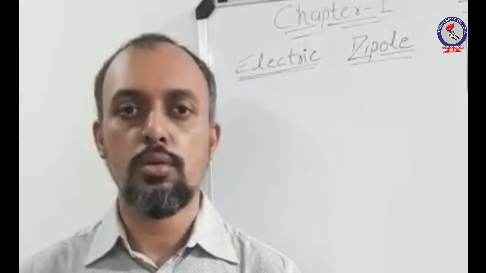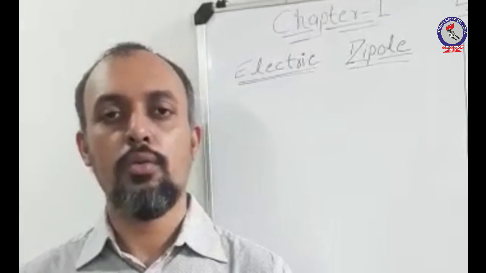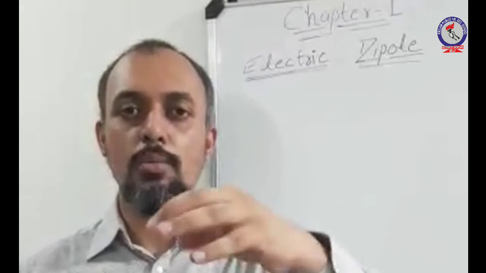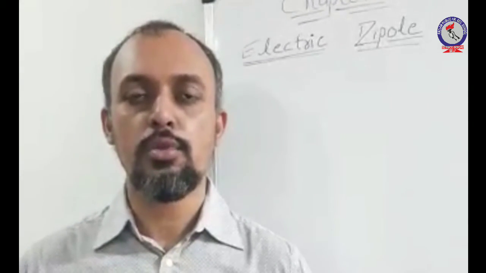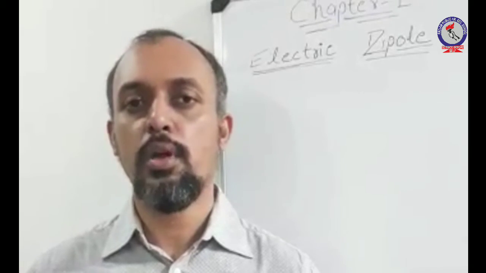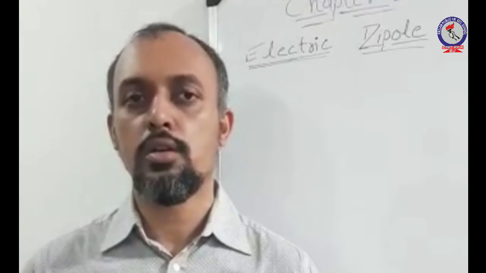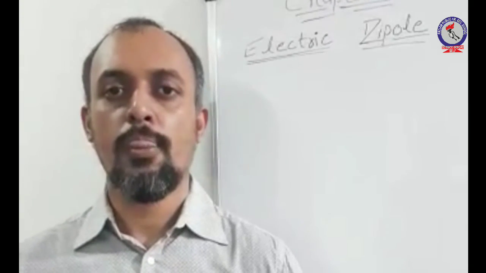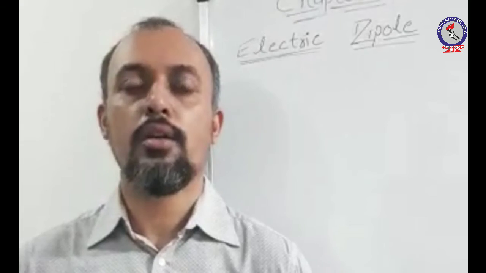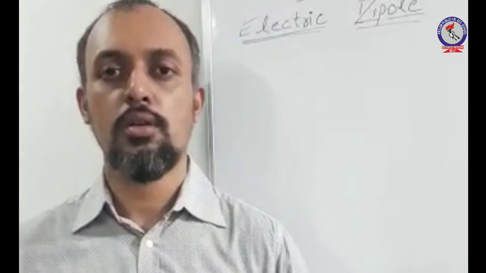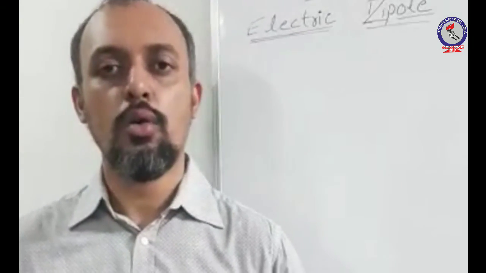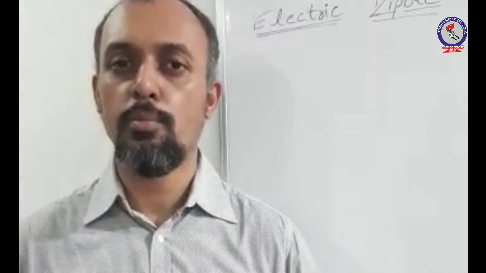Now, how is it so? It is so because whenever a test charge is kept in the field of an electric dipole, it is observed that the charge is experiencing a force in a direction from negative to positive charge. Hence, the direction of electric dipole moment is taken as from negative to positive charge. So, this was the whole concept of electric dipole moment.